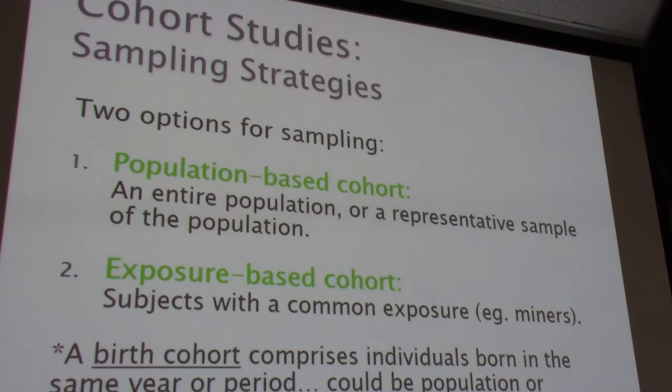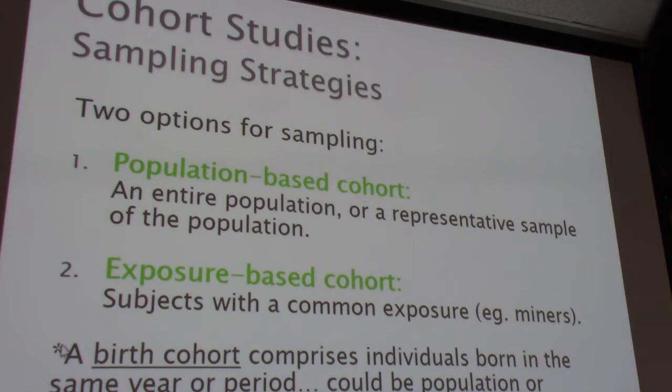So, sampling strategies for cohort studies. You could do a population-based cohort, which is looking at an entire population or a representation of an entire population. Or you could do an exposure-based cohort if you're interested in a particular exposure. For example, exposure to working in a mine. You could look at a group of miners, they could be your cohort, and follow them forward to see what effect that exposure has.